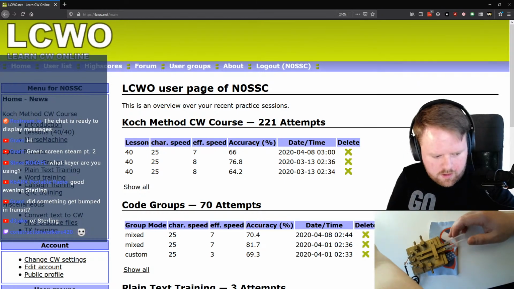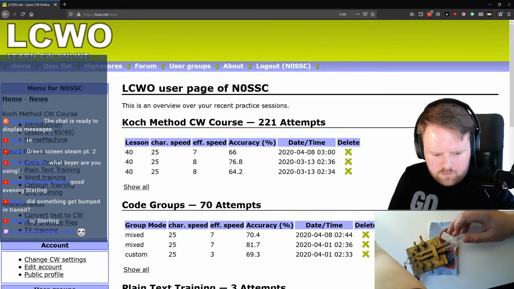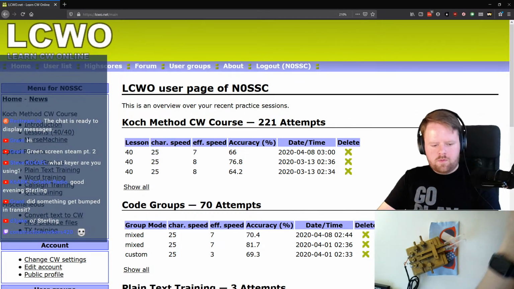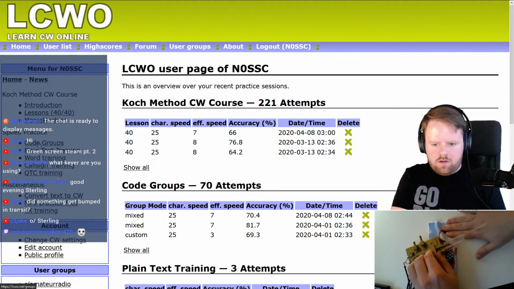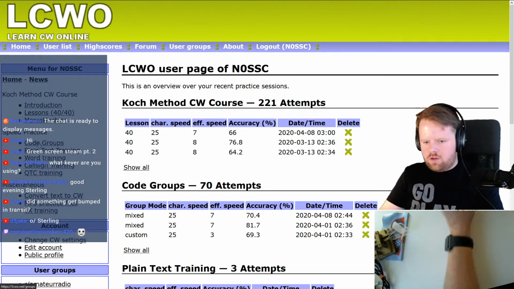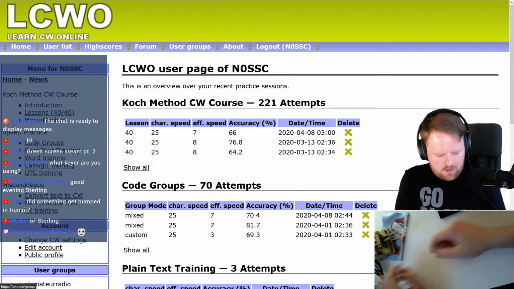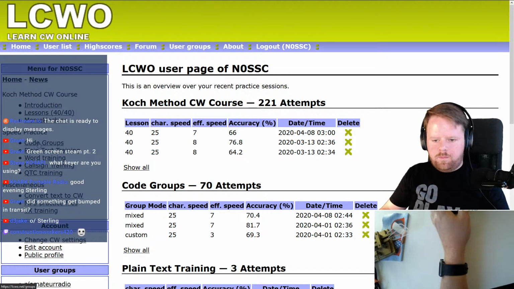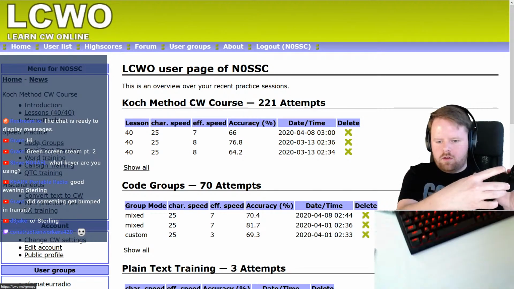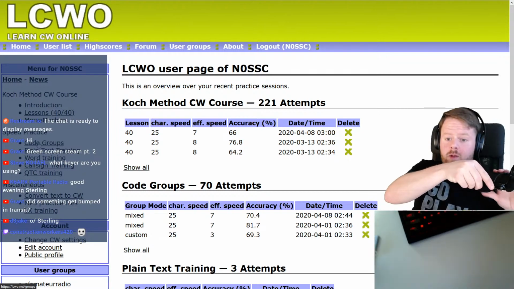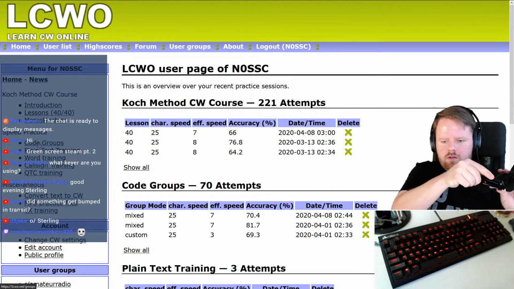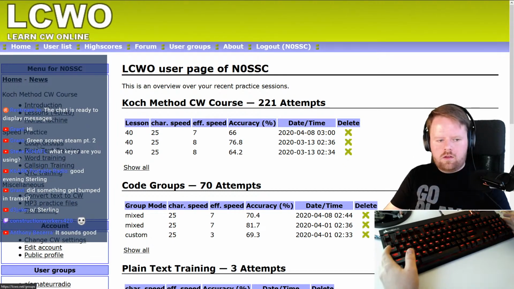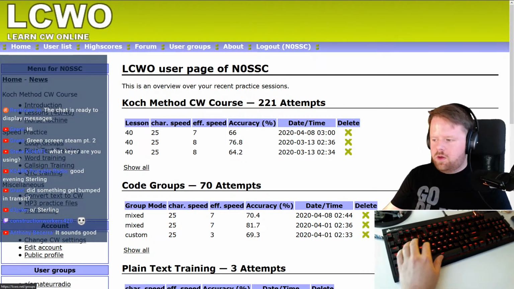So I can turn this down so it's not deafening. And then I want to actually learn some CW. So I've got the sender, and then I've also got the receiver. The receiver is my brain, by the way. I always like sending practice better.